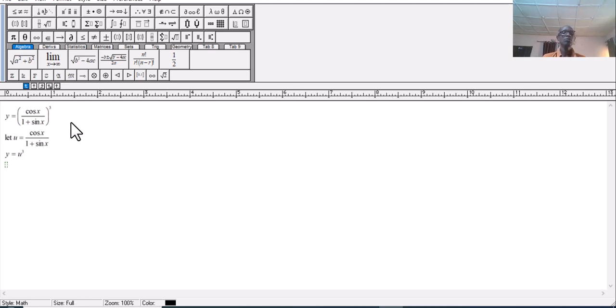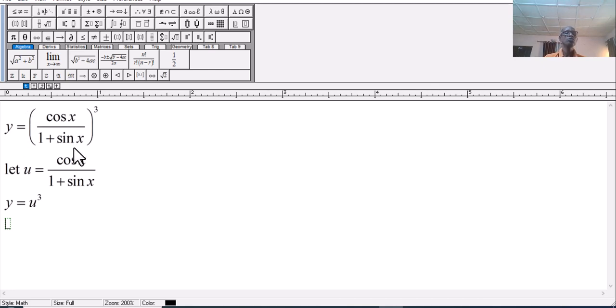So the next thing we need to do is to differentiate. Let's differentiate with respect to u now. That will be dy/du equals 3u squared. So we now have to take u itself and differentiate with respect to x.